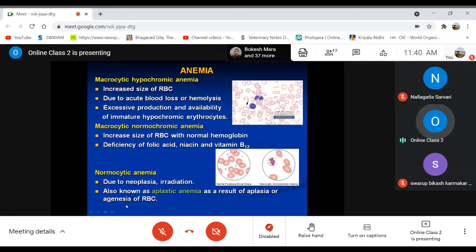Aplasia or agenesis means there is no production and no development of RBCs. In that case, there may be this kind of aplastic anemia, right?